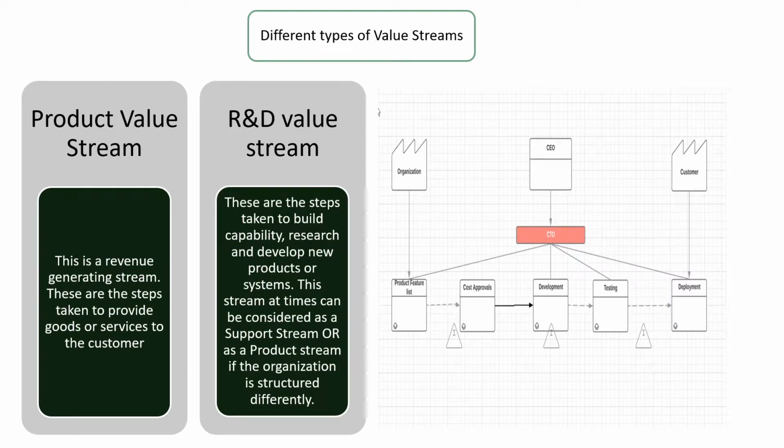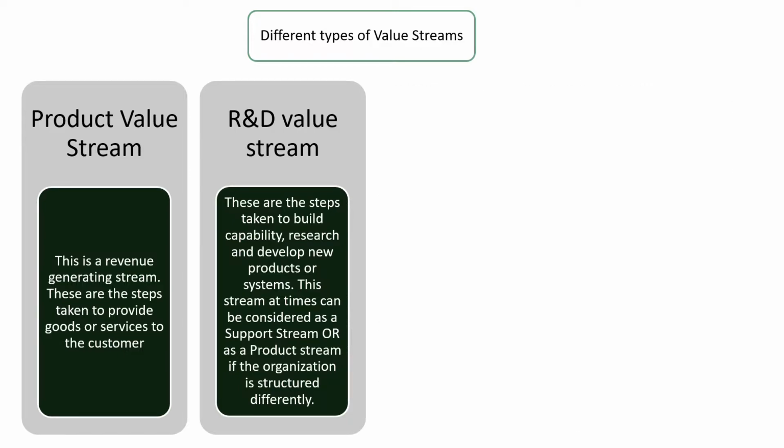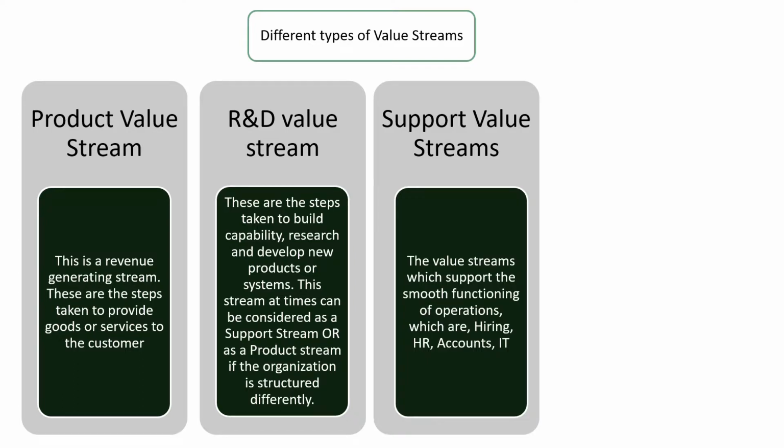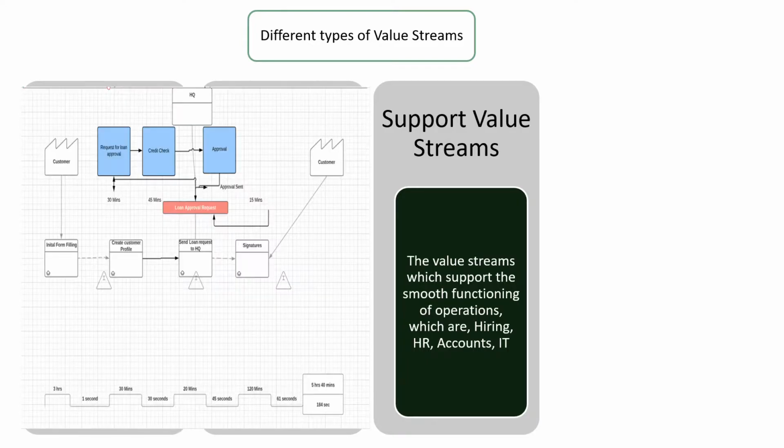As shown in the example, an idea is conceptualized within the organization. This acts as the trigger, instead of a customer request. Then, the feature list of the product is finalized, followed by approvals, development and testing and finally deployment and given to the customer. This kind of a flow is called research and development value stream. Support value stream. The example shown is of a customer request for a loan in a banking organization.